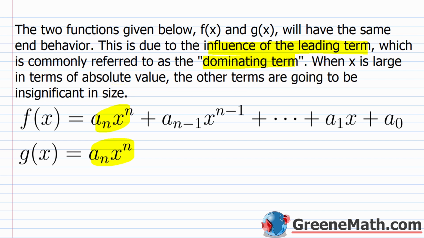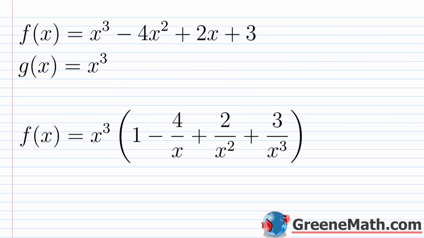So to prove that to you, I have a little simple example. We have f of x equals x cubed minus 4x squared plus 2x plus 3, and g of x equals x cubed. There's two ways that books usually show this. Some of them use the factor it out approach, which I'm doing here, and some of them will use a table. So you can do that as well. With the factor it out approach, you're going to take this guy right here, whatever it is, and you're going to factor it out. So we're going to show this as f of x equals x cubed times the quantity 1 minus 4 over x plus 2 over x squared plus 3 over x cubed.